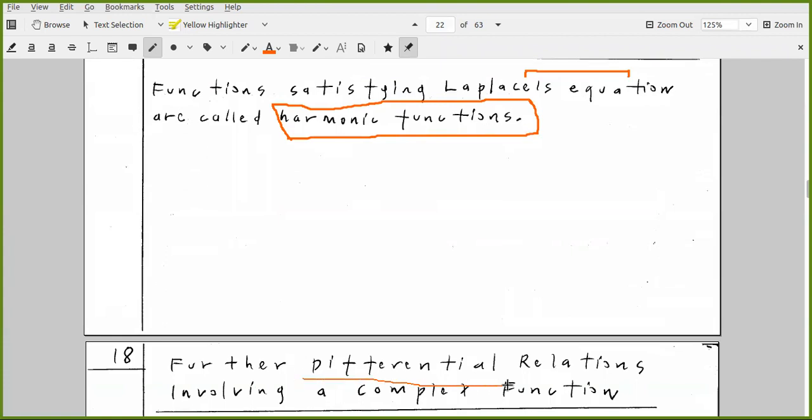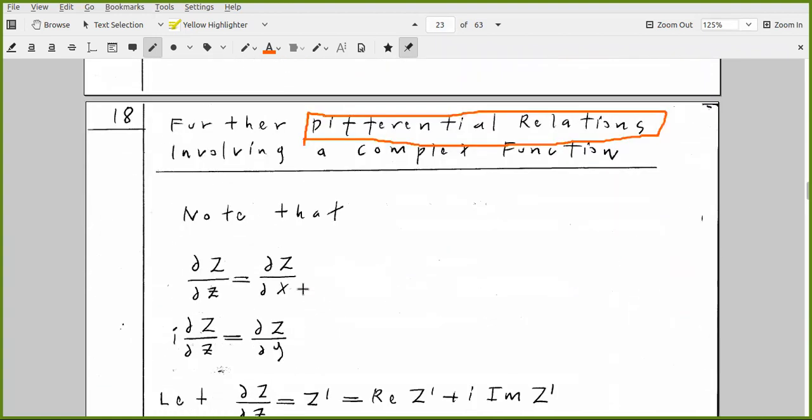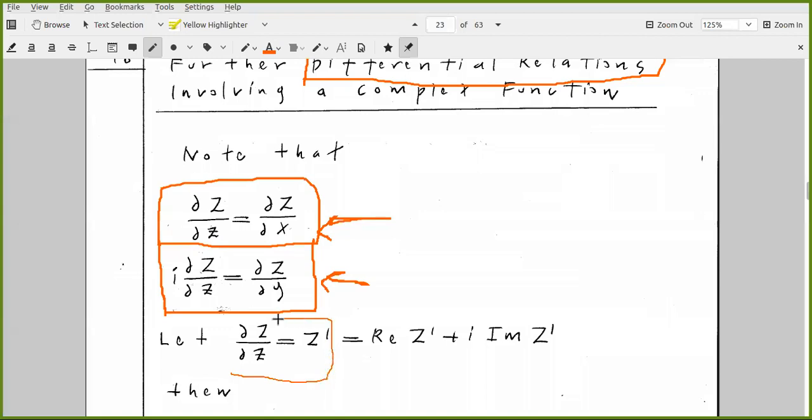Now, further differential relations are going to be derived here for a complex function. And these will help us derive the expressions for stresses or displacements, for that matter. And how do we find these? At the very beginning, we found the derivative dz dx, and we have shown that dz dx is dz dz. And dz dy is dz dz times dz dy. Therefore, this is i times dz dz. These were found. Now, dz dz is an ordinary derivative, actually.